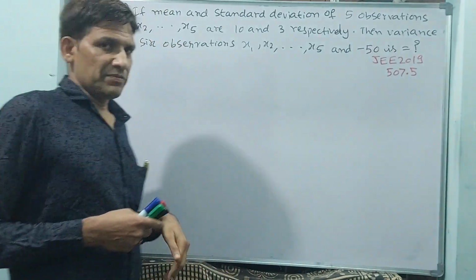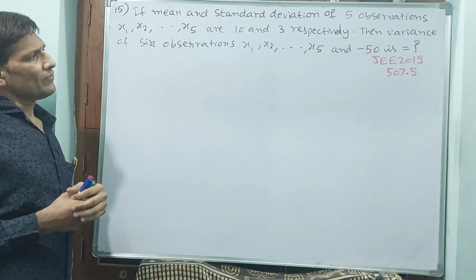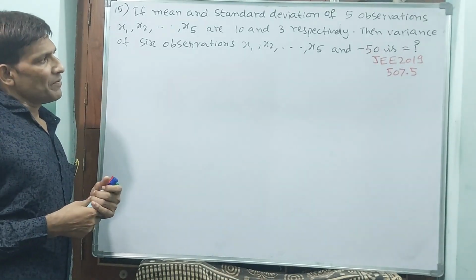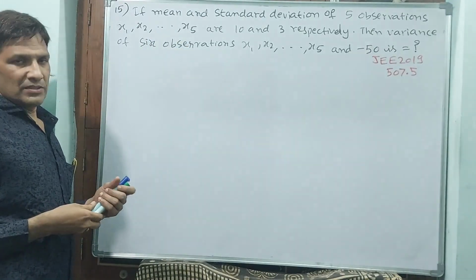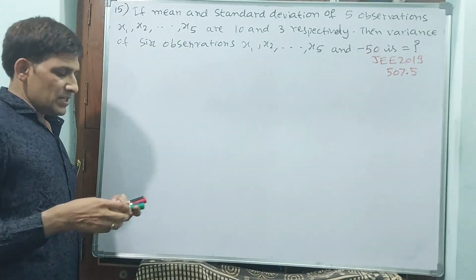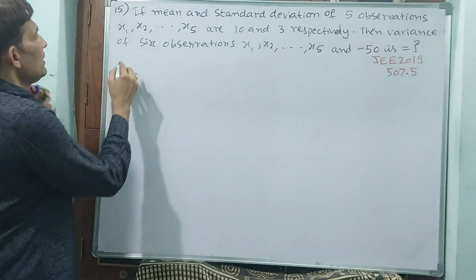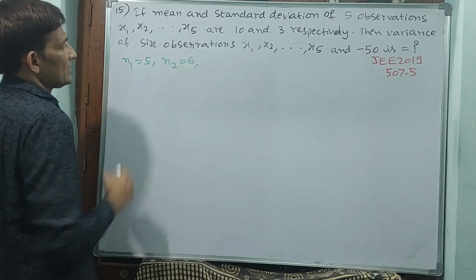You have to add minus 50. Or we can say minus 50, you have to subtract. Okay, how to subtract and how to add minus 50. Then we have to find the variance with the 6 observations. Okay, see here how I am writing. First I will write n1 is equal to 5, n2 is equal to 6.